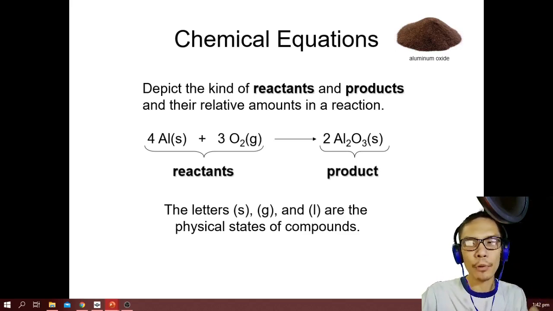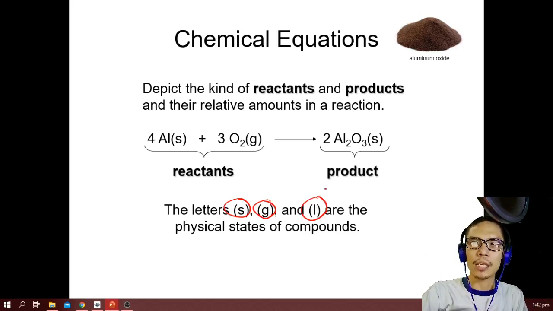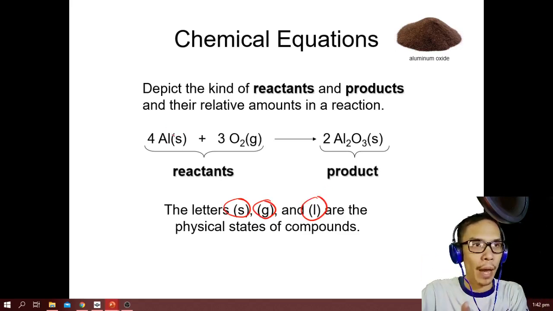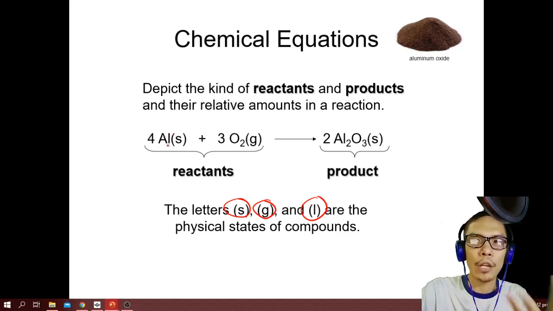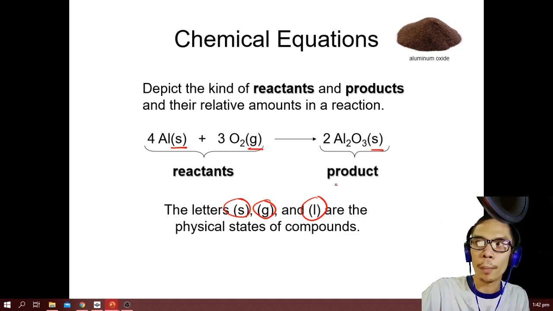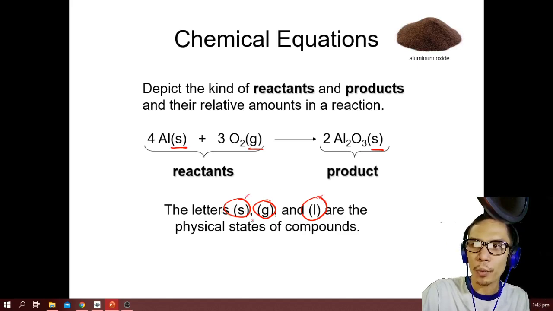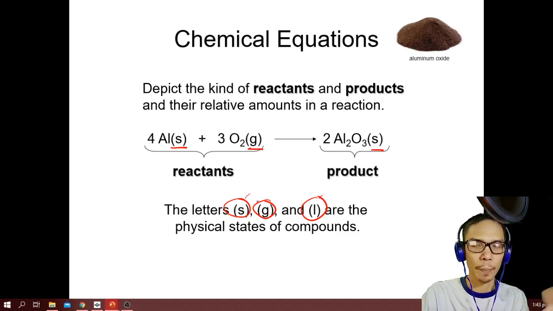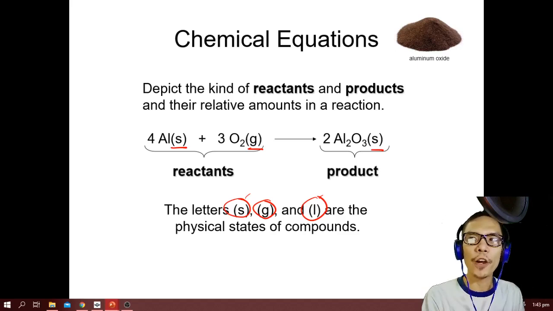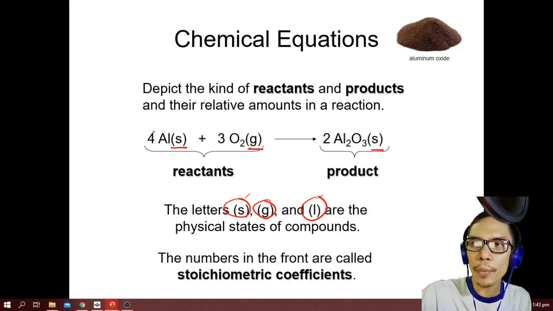Now, in a chemical equation, if you are doing this in a laboratory, you should include letters like this that indicate the state of matter of your reactants and products. For example, aluminum is in a solid form, oxygen is in a gaseous form, and the product is in a solid form of aluminum oxide. These letters stand for solid, liquid, and gas respectively. So these are the physical states of your compounds before and after the chemical reaction.